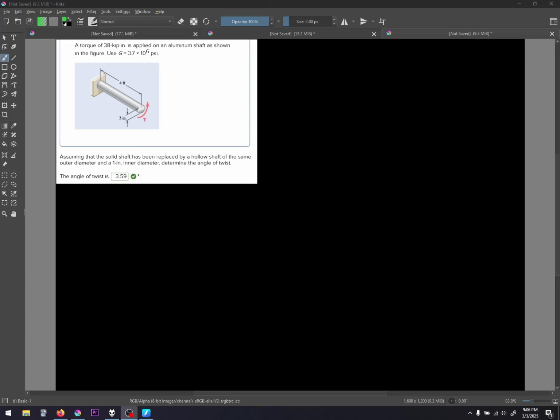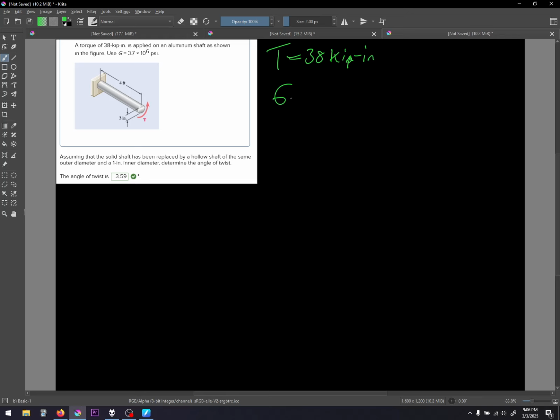All right, here we are. A torque of 38 kips. So we know that T, torque, is equal to 38 kip inch. And we are also given that G of this aluminum shaft is equal to 3.7 times 10 to the 6th psi.